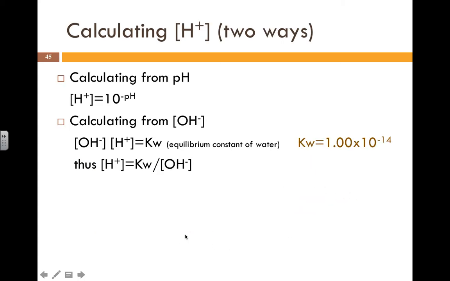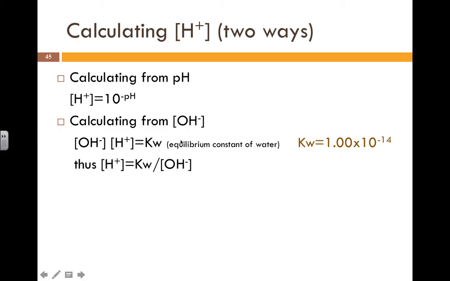Well, to go backwards, if we were, for example, to know the pH and we wanted to find the H plus concentration, we would merely do the opposite. We're going to take 10 to the power negative pH. This is kind of the opposite of negative logarithm. So we said if we were going from H plus to pH, we took the negative log of the concentration. To find the concentration, we do the opposite, 10 to the power negative pH.